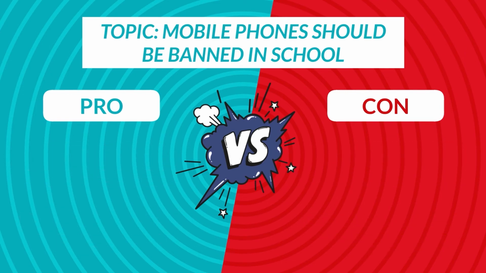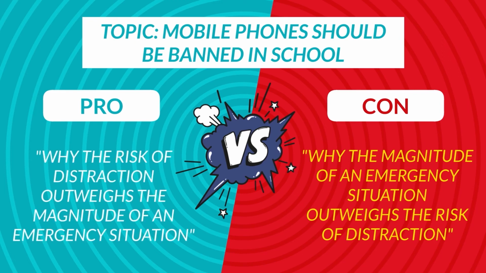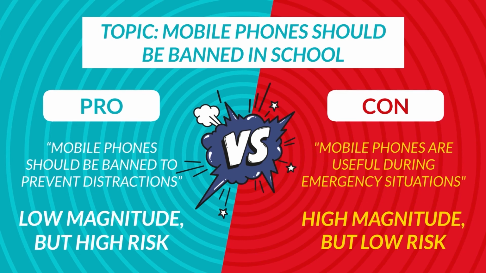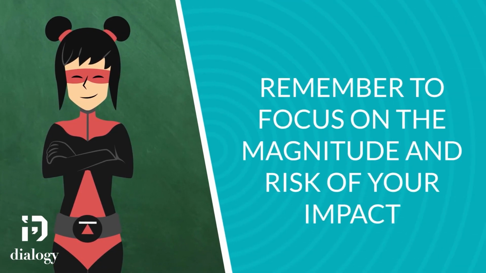The con team would explain why the magnitude of an emergency situation outweighs the risk of distraction, and the pro team would attempt to explain why the risk of distraction outweighs the magnitude of an emergency situation. From this point, the debaters must explain and compare their impacts by evaluating both magnitude and risk. So, next time you are in a debate, remember to focus on the magnitude and risk of your impact.